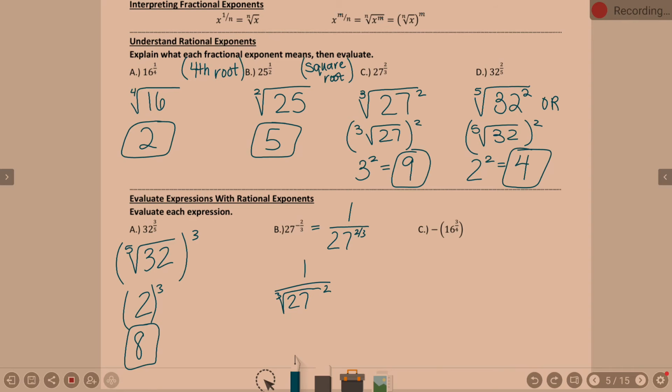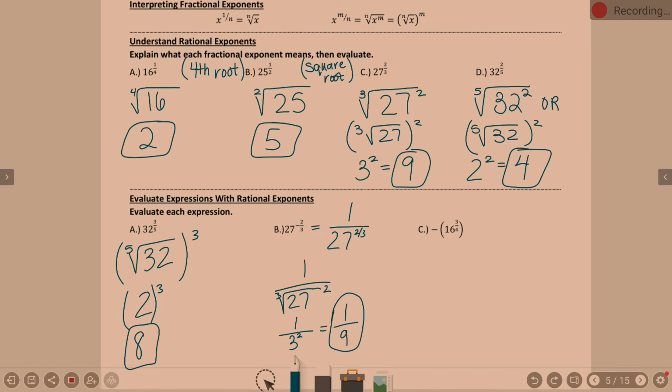So I'm always going to do the root first, at least if I can. What is the cube root of 27? 3. So what am I doing here? 1 over 3 squared. What is 3 squared? 9. So 1 over 9. That's your answer. Okay. Then no, I don't want a decimal answer or anything like that. We want fraction answers with what we're doing right now.